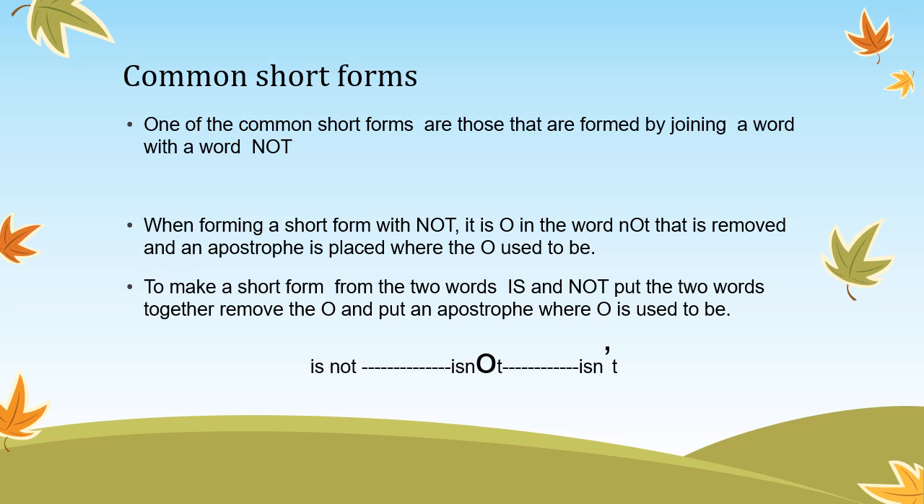Now we will see what are the common short forms. One of the common short forms are those that are formed by joining a word with the word not. When forming a short form with not, it is O in the word not that is removed and an apostrophe is placed where the O used to be. To make a short form from the two words is and not, what we have to do? Put the two words together, remove the O and put an apostrophe where O used to be.